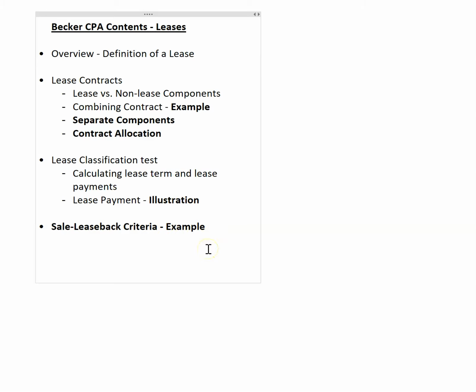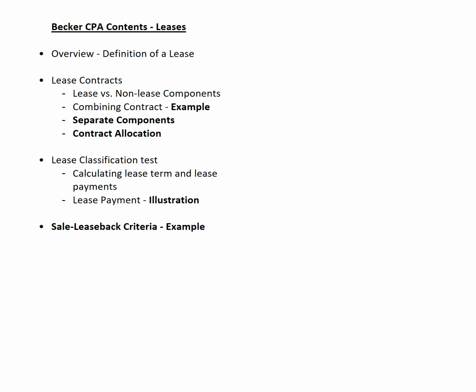It's about the calculation of lease payment. You know what you have to include, what not. And the last topic that we will emphasize and see a couple of examples, including the module and practice problems, is sale leaseback criteria, and we'll see how the journal entries will look when the criteria are met and when the criteria are not met.